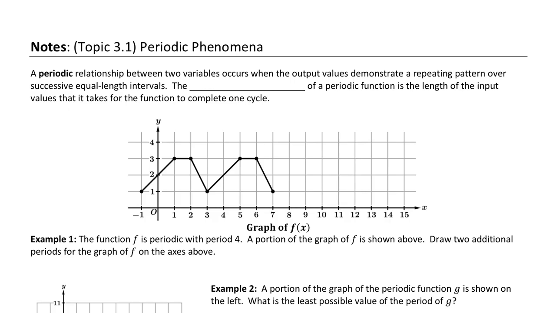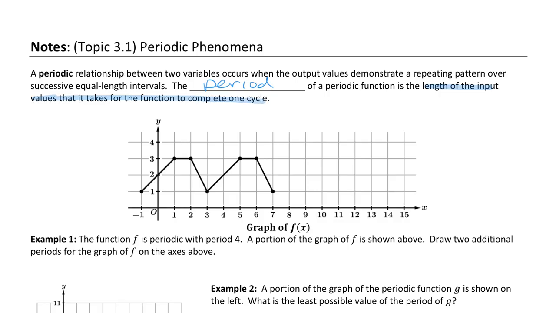Most importantly in all of this, the period of a periodic function is the length of the input values that it takes for the function to complete one cycle. So the period is the length of the input values that it takes for the function to complete one cycle.